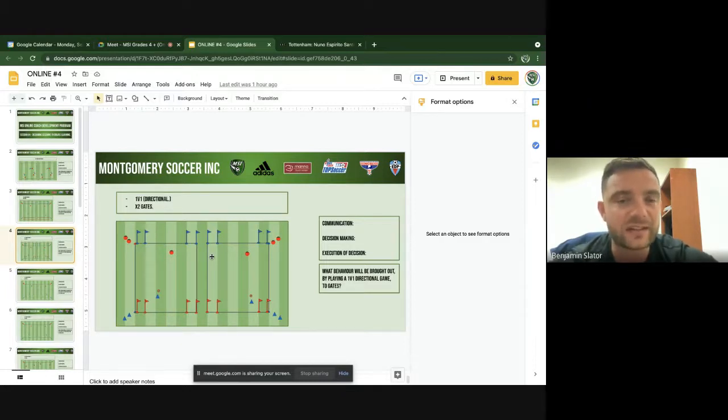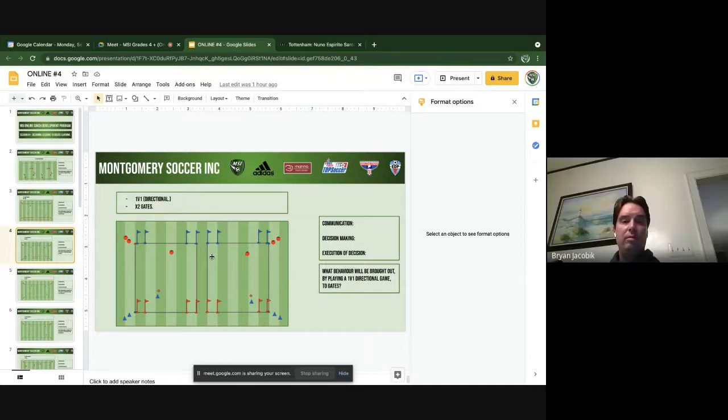So this activity, again, not a bad activity. They're still communicating, they're interacting with each other, they're still decision-making, they still execute decisions. But it's not a realistic game within 1v1 because they are pushing them constantly to the wide areas, which in the game is where we want them. Now, the attacker, in a normal game, what direction would they primarily try to go? Center of the field. Yeah, center of the field.